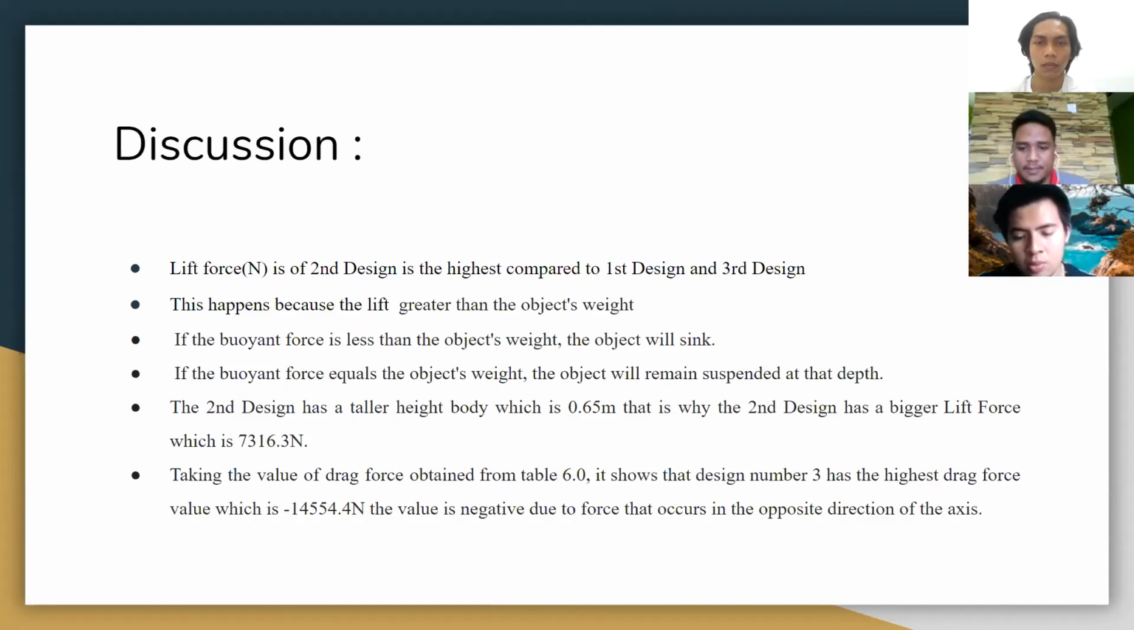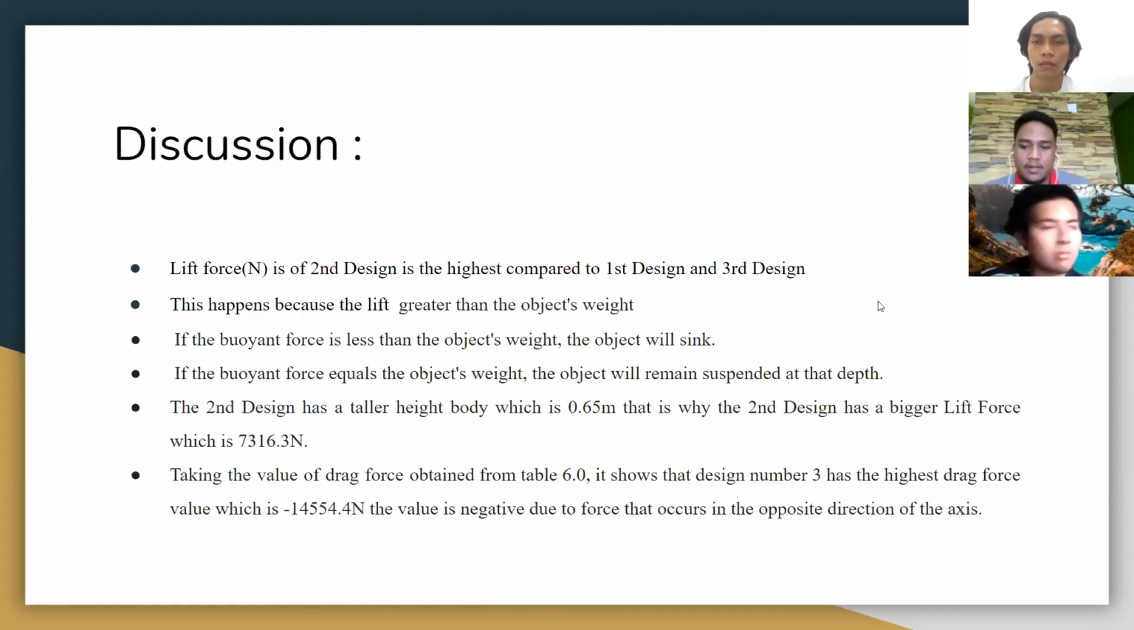As we can see from the buoyant force law, if the buoyant force is less than the object weight, the object will sink. If the buoyant force is equal to the object weight, the object will remain suspended at that depth. And if the buoyant force is more than the object weight, the object will float, as the second design does. The second design has the taller body height, which is 0.65. This is why the second design has a bigger lift force, which is 7316.3 Newton.